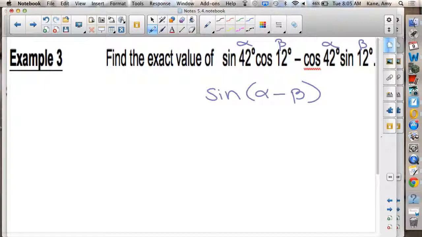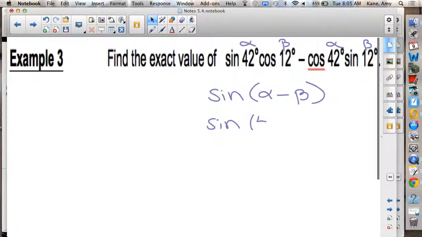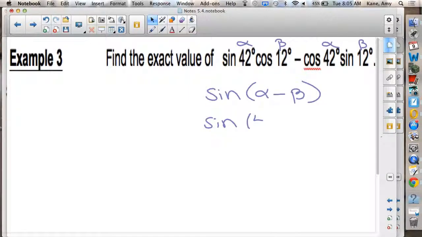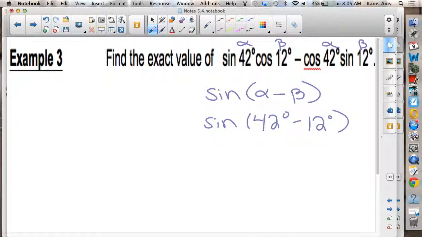So if I want to find the exact value, now that we know that it matches this formula, you're just going to plug in whatever your alpha angle is. That's 42 degrees. You're going to subtract the beta or the B angle, which is 12, and that gives us the sine of 30. And what is the sine of 30, Matt? 1/2.